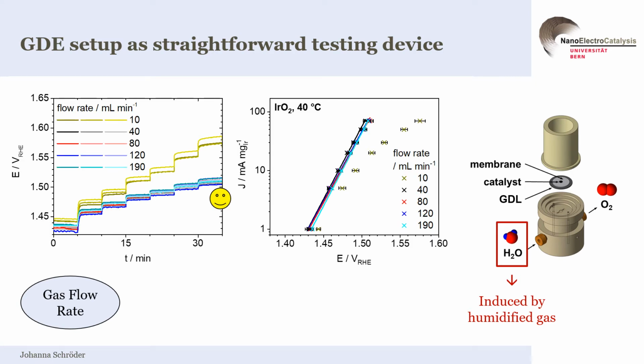Investigating different flow rates, it can be seen that between 40 and 190 milliliter per minute comparable activities are reached. And also the Tafel slopes are linear. So, in the range between 40 and 190 milliliter per minute, it seems that enough water is transported to the catalyst layer.